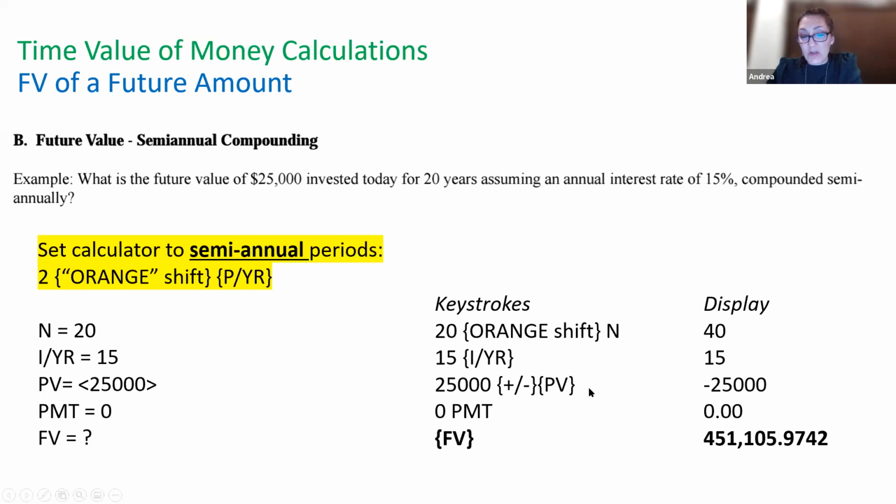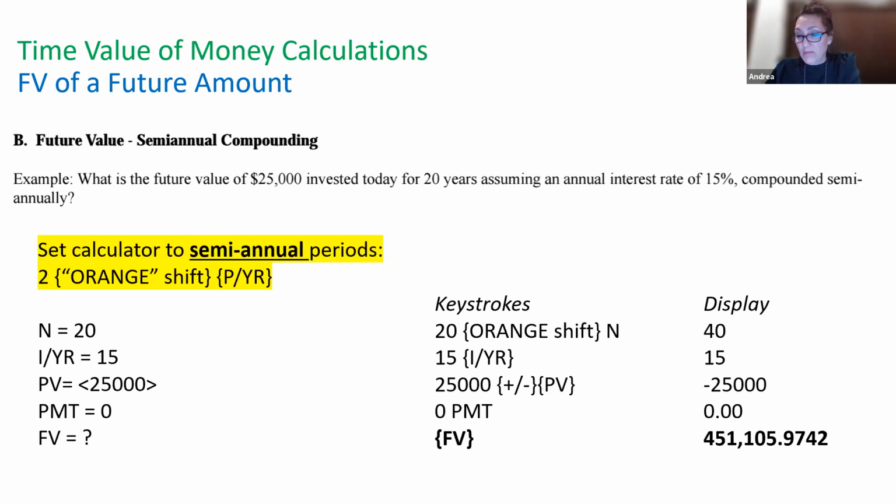The present value is $25,000. We're going to enter that in as a negative. So you're going to hit 25,000, your negative button, which is in the first column, fourth button down. And then you hit present value, and it'll display a negative $25,000. There is no payment. And then you're going to press future value because that's what you're solving for, and you should get 451,105.